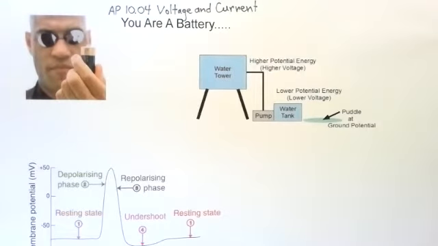All right, guys, this is Anatomy Physiology Lesson 10.04, over voltage and current. These are some topics that you have to have a basic understanding of in order to understand how nerve impulses get conducted down a neuron.